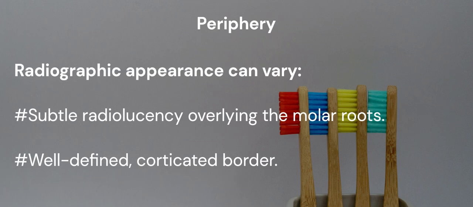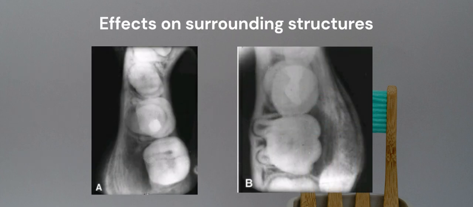In some cases, the periphery is not always readily apparent, and the lesion may have a very subtle radiolucent appearance superimposed over the roots of the molar. In other cases, the lesion may have a well-defined and corticated border. The internal structure is radiolucent. As the cyst begins to enlarge and engage the buccal surface of the bone, expansion of the surface is seen. Owing to the cyst's very slow growth rate, the surface of the bone will remodel to accommodate the cyst. With the expansion of the bone surface, the cortex remains intact but is often significantly thinned.